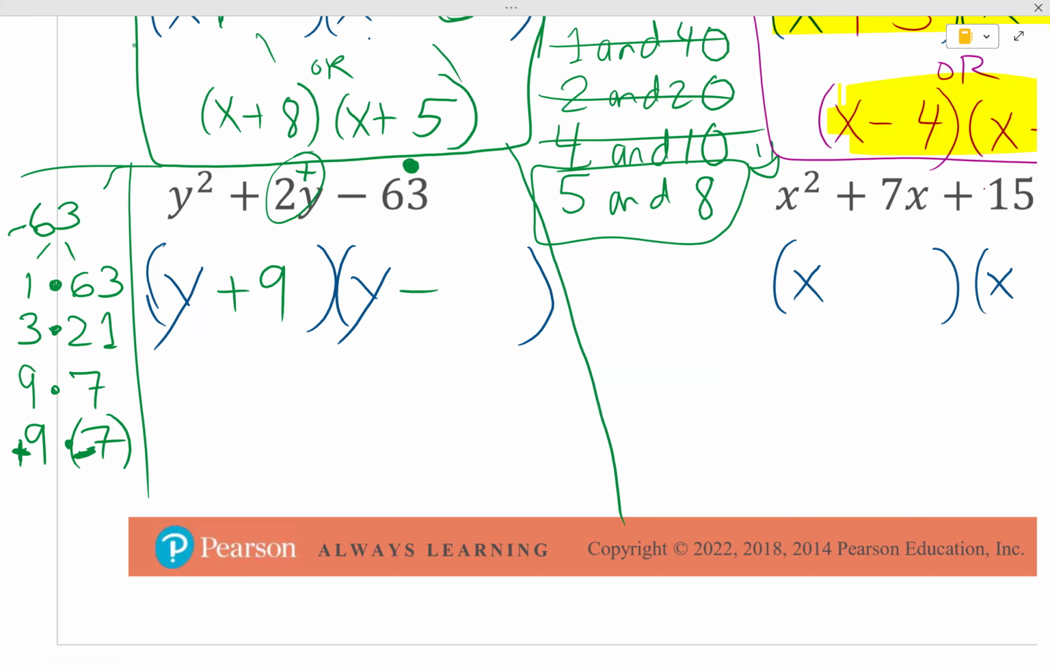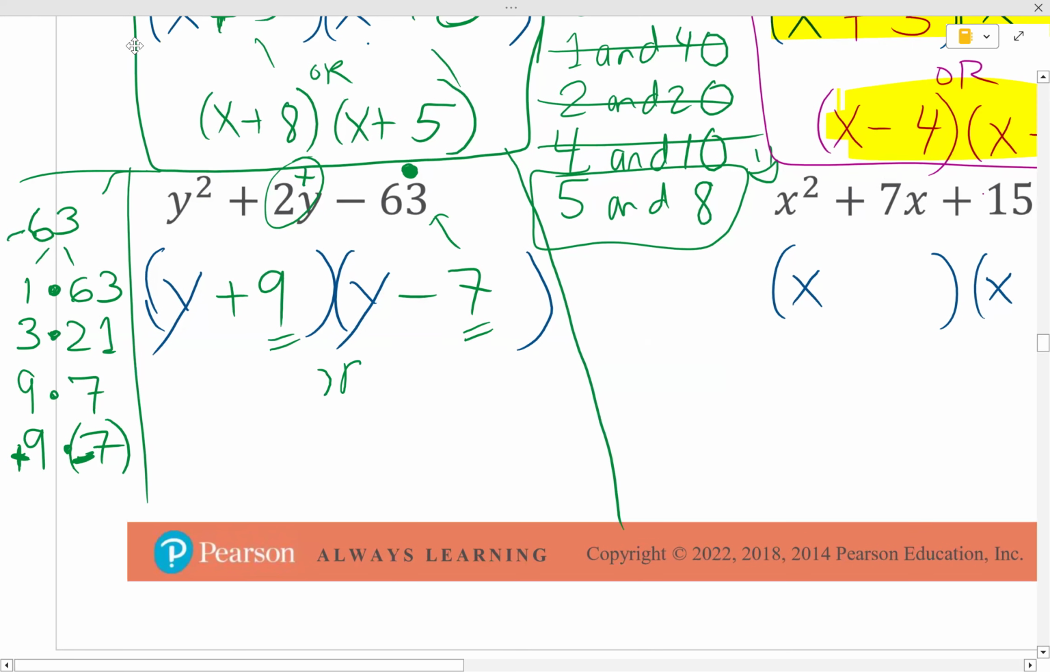So I think that's it: 9 and -7. And then I usually do a quick check. Is 9 times -7 really -63? Yes. If I add them, do I really get 2? 9 and -7. Yeah. Okay, looks good. Or you could have done it the other way, the -7 on the left and the +9 on the right. Doesn't matter what order they're in.